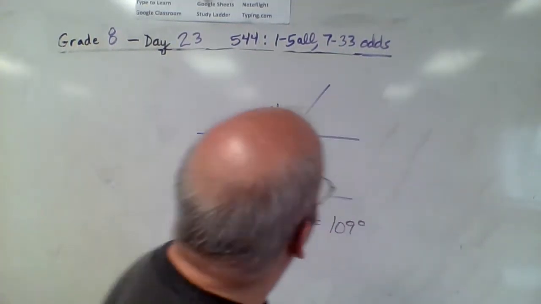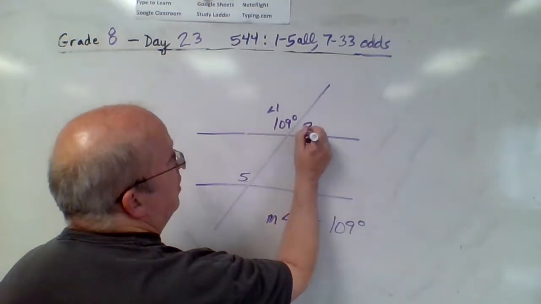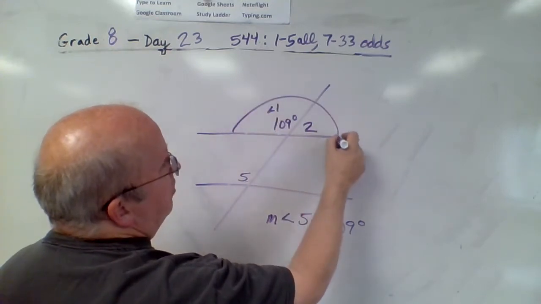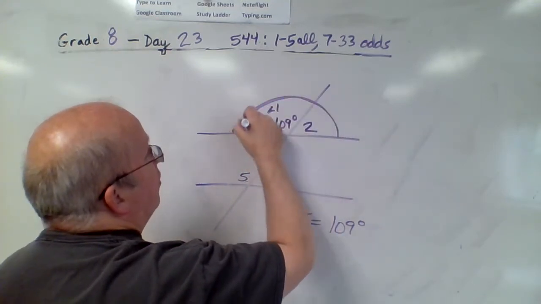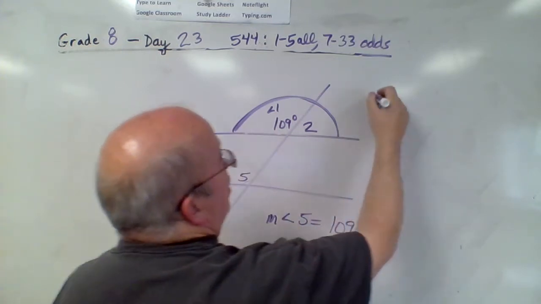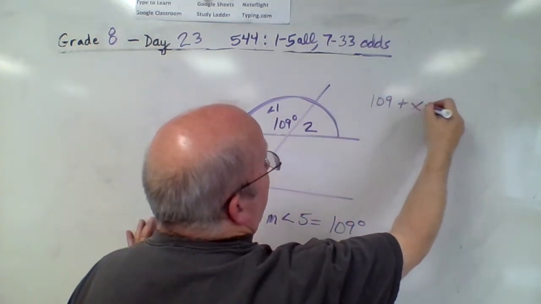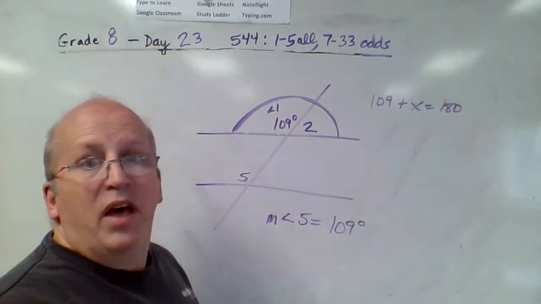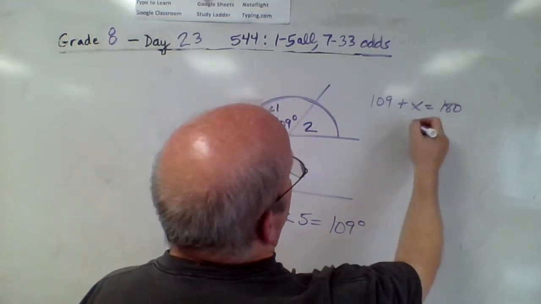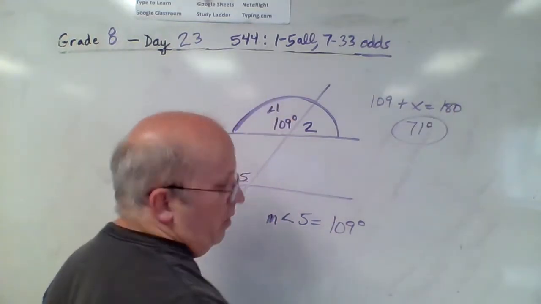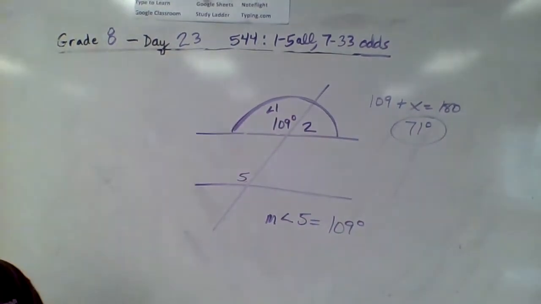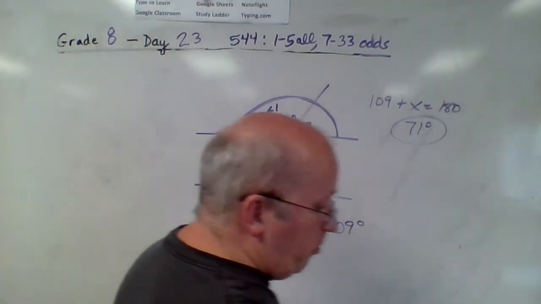How about problem 8? Angle 2. Angle 2 is right here. If this one's 109, and collectively these two angles make 180 degrees because this is a straight line, solve this problem to find the value of x. In this case, what would x be? It'd have to be 71 degrees, I think? So therefore, angle 2 is 71 degrees. Okay, let's move on to the top of the next page.